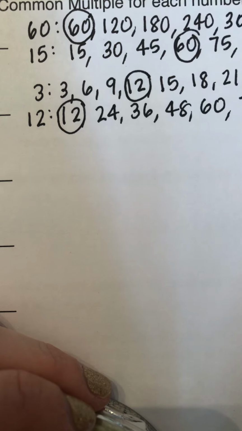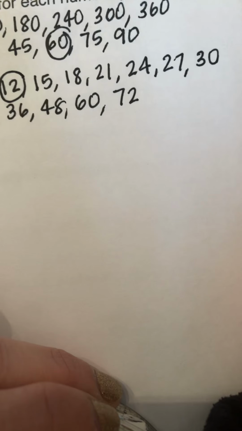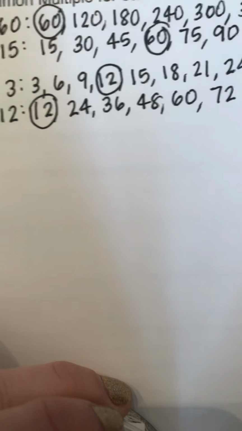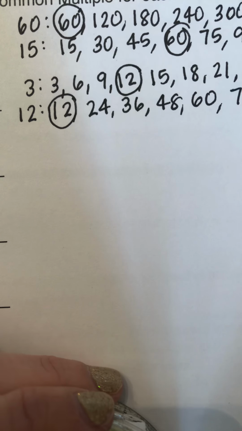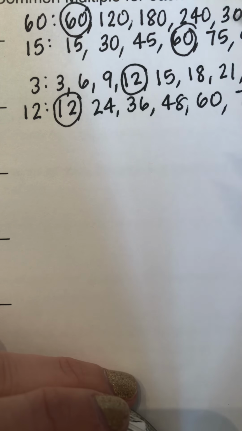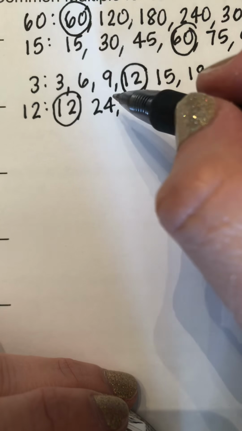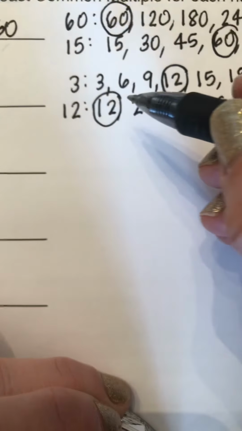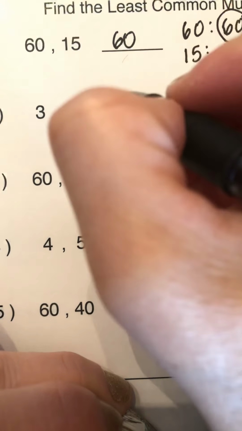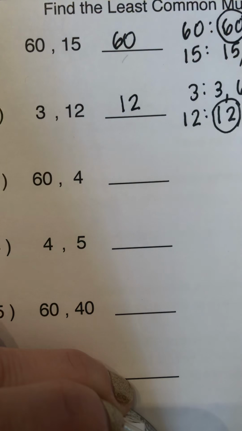So you really didn't have to go as far on the 3s, but you most likely probably know your 3s, so you can go a little farther. I know your 12s may not come as quickly to you, but the 3s did, so we just kept moving with those. But you'll see 12 is in both lists, and so your least common multiple is 12.